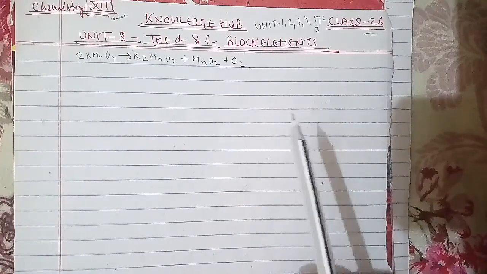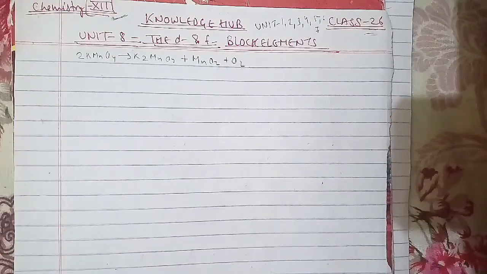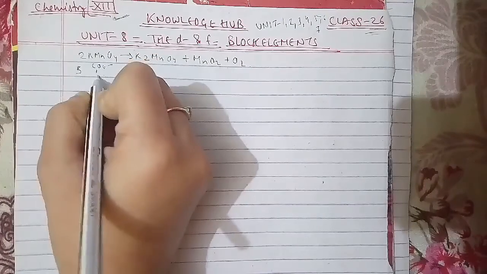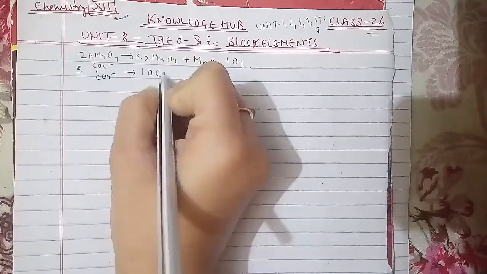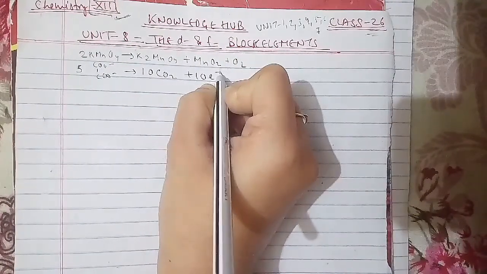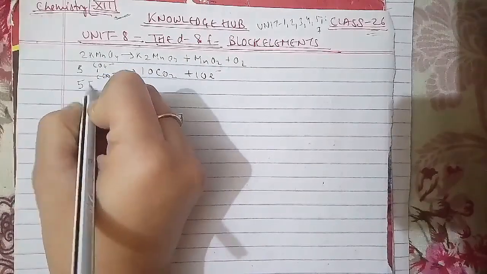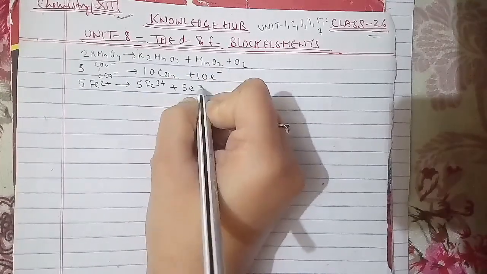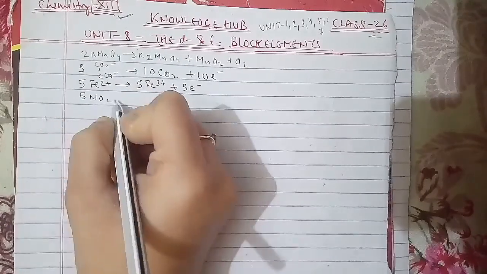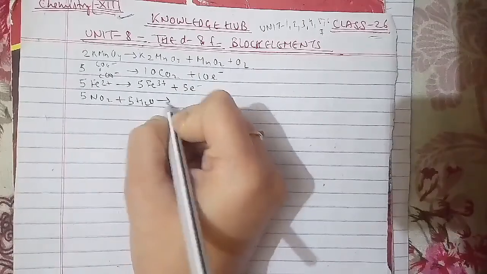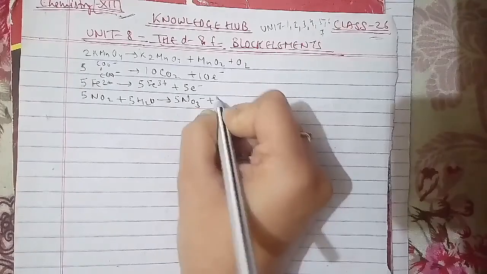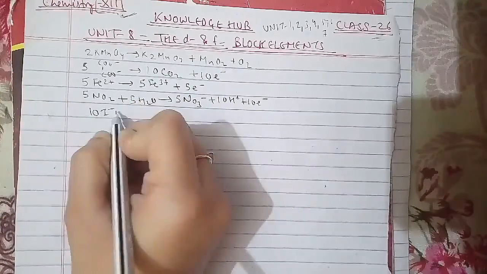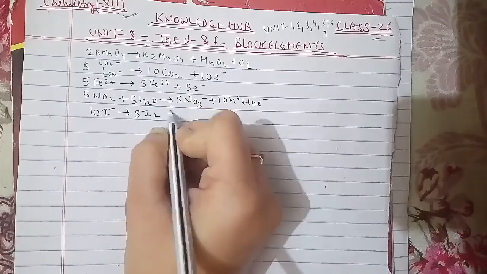Acidified permanganate solution oxidizes oxalates to carbon dioxide, iron(II) to iron(III), nitrites to nitrates and iodides to free iodine. The half reactions of the reductants are: 5 C2O4 2- will give 10 CO2 plus 10 electrons; 5 Fe2+ will give 5 Fe3+ plus 5 electrons; 5 NO2- plus 5 H2O will give 5 NO3- plus 10 H+ plus 10 electrons; 10 I- will give 5 I2 plus 10 electrons.